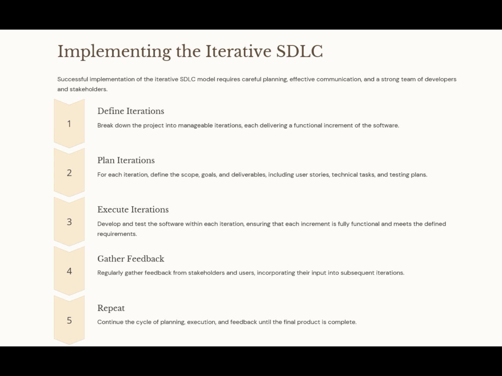3. Execute iterations. Develop and test the software within each iteration, ensuring that each increment is fully functional and meets the defined requirements. 4. Gather feedback. Regularly gather feedback from stakeholders and users, incorporating their input into subsequent iterations. 5. Repeat. Continue the cycle of planning, execution, and feedback until the final product is complete.